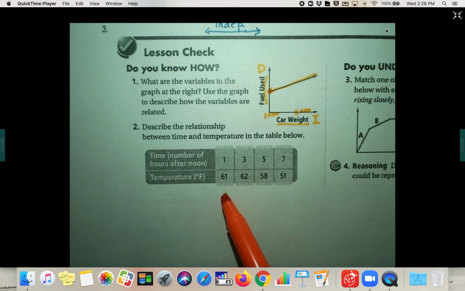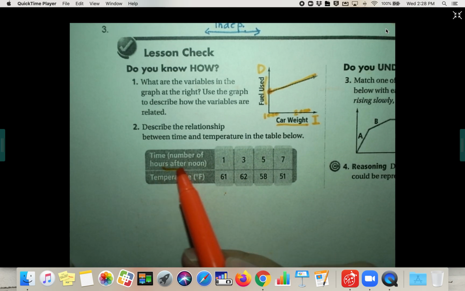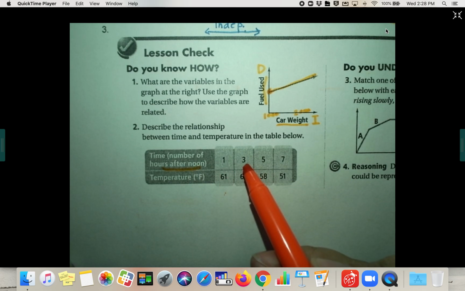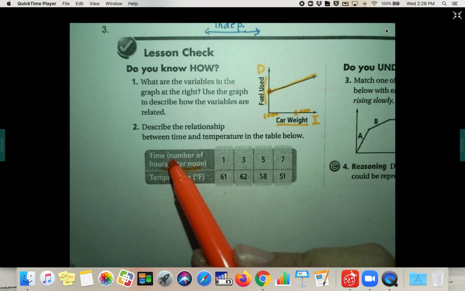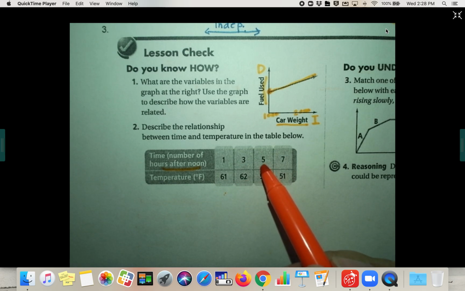Number 2, describe the relationship between time and temperature. It looks to me like 1 hour afternoon, so at 1 o'clock in the afternoon, it's 61 degrees. At 3 o'clock in the afternoon, because this is time and number of hours afternoon, it's up to 62 degrees. But then look what happens. At 5 o'clock it drops down to 58, and then at 7 o'clock it drops down to 51.